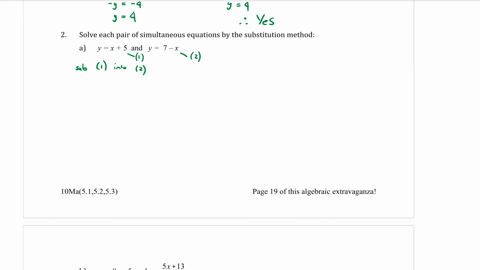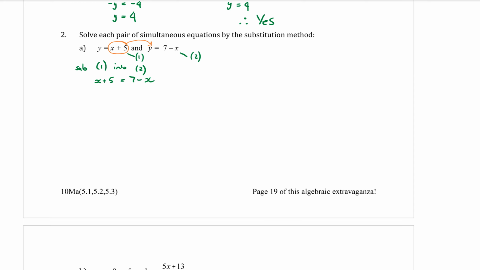Now that means in equation 1, I have y is equal to x plus 5. So I'm circling that. That x plus 5 is going to replace the y in the second equation. I'm subbing it in there because that's what y is equal to. y is equal to x plus 5, so I'm putting x plus 5 where the y is in the second equation. That will give me x plus 5 equals 7 minus x.